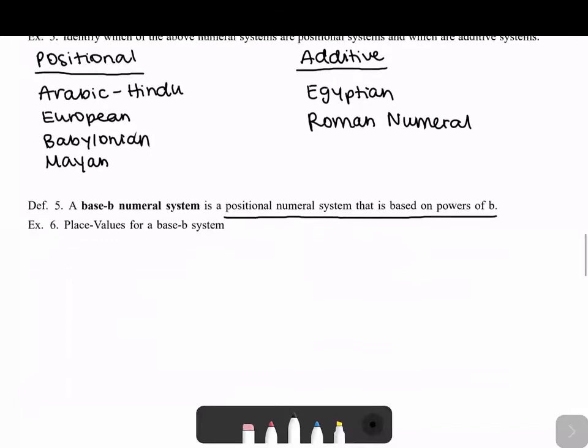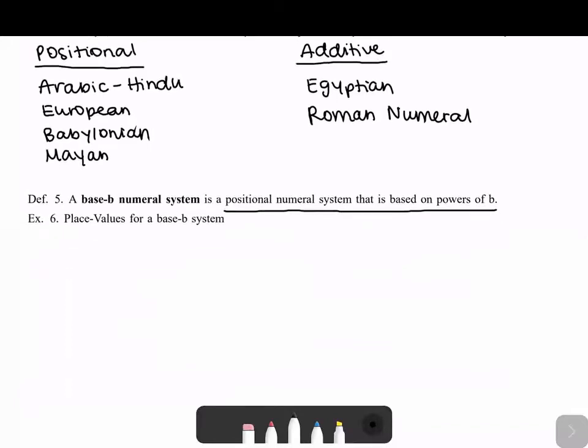So we're going to look at some examples. We've seen some of these examples for 10 and 20 and 60, but let's look at some that use the European digits but have different bases. So the place values for a base B system, right? We start on the right with B to the 0. In our traditional base 10 system, this is the ones place. In all of these, B to the 0 is just equal to 1.